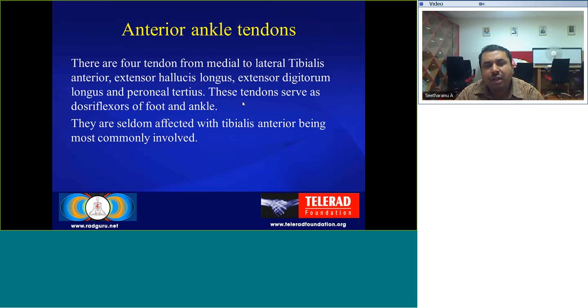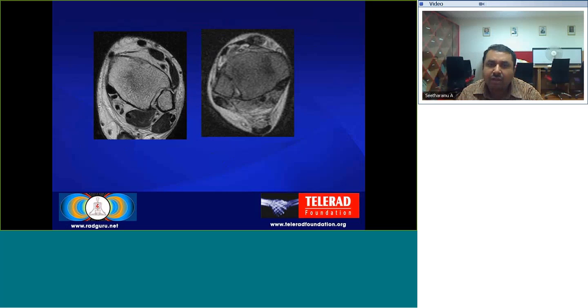The anterior ankle tendons, there are 4 tendons. From medial to lateral, they are tibialis anterior, extensor hallucis, extensor digitorum, and peroneus tertius. The anterior group of ankle tendons mainly serve as the dorsiflexors of the foot and ankle. They are usually not affected in pathology, and the tibialis anterior tendon is the most commonly affected.